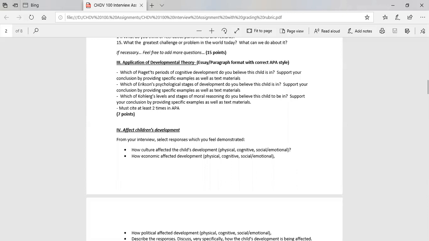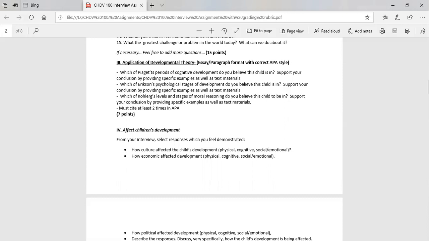So you're going to be connecting. This is where you're going to be citing. You need to cite at least 2 times in APA. You're going to connect to Piaget, you're going to describe the periods and the cognitive development, and then you're going to say why you determine this child is in the stage that you say. You need to support this with specifics from the interview and from the textbook. You're going to do Erikson and Kohlberg's the same way.